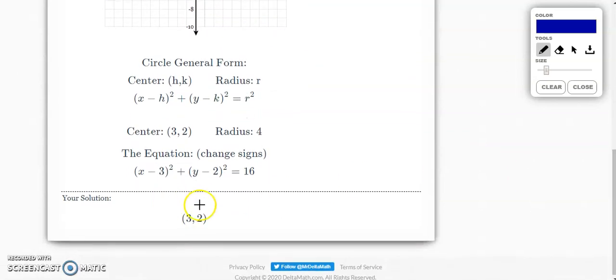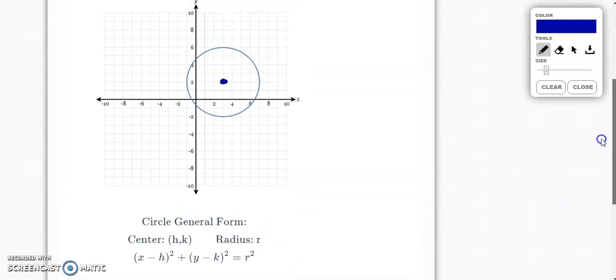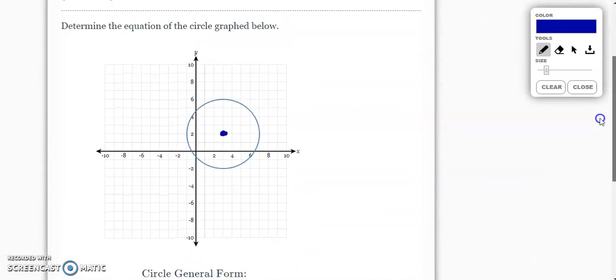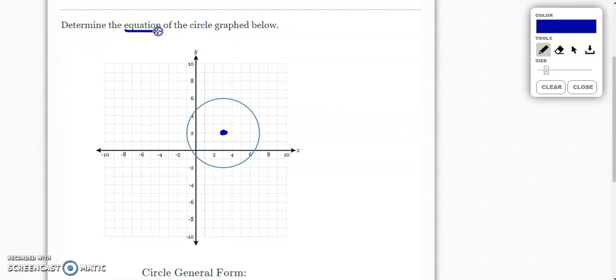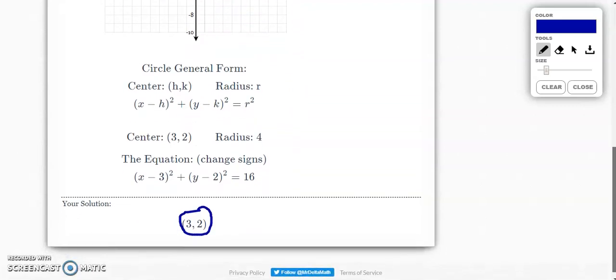You would answer down here. You answered with the location of the center on that first problem. You said it was 3, 2. They want the equation, okay? So if you take a look, you had identified the center correctly, and then notice here is the equation. This is ultimately what we want to end up with.